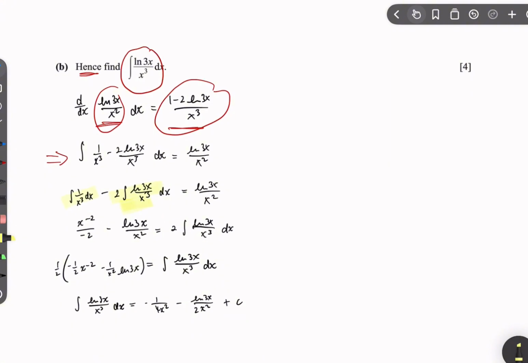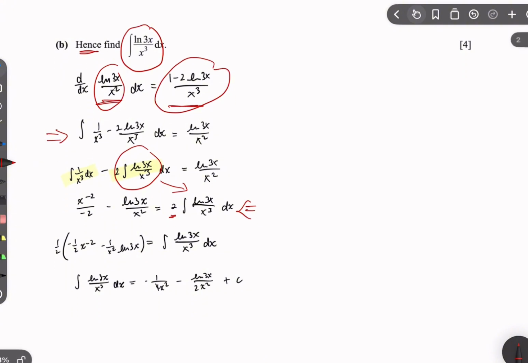And then I'll move this part to one side, because this has integration of ln 3x over x cubed dx, which is what we want. Okay, now we will be here, and there's a 2 in front. So I'll move 2 to the other side. So you multiply the other side by a half.